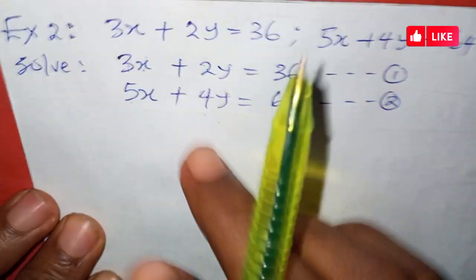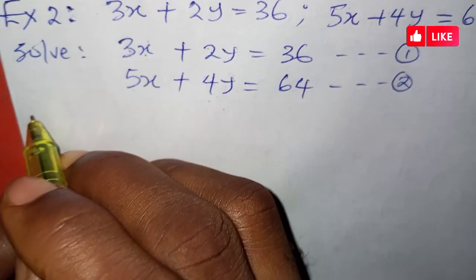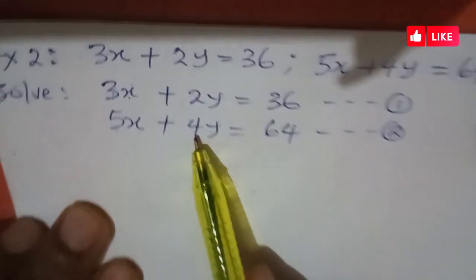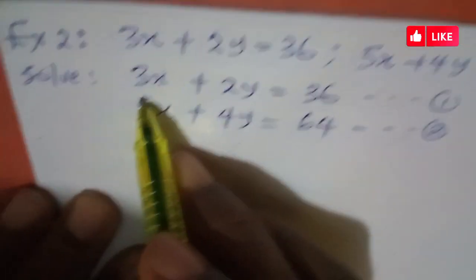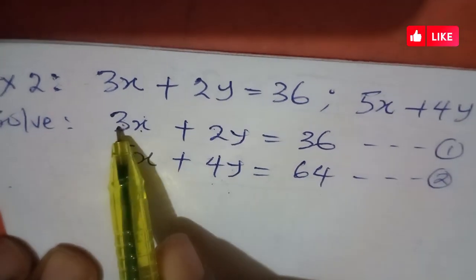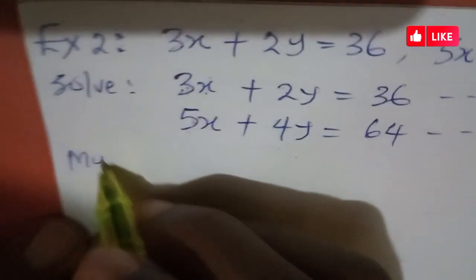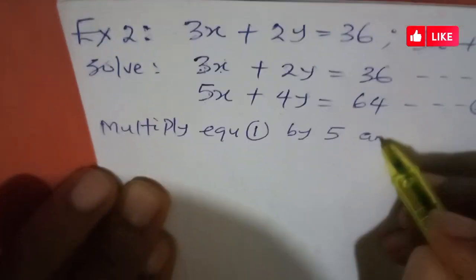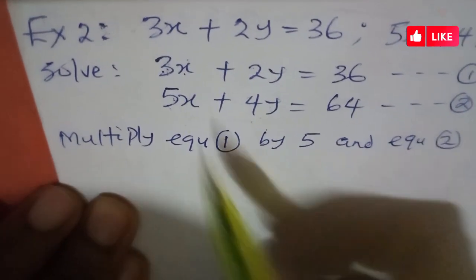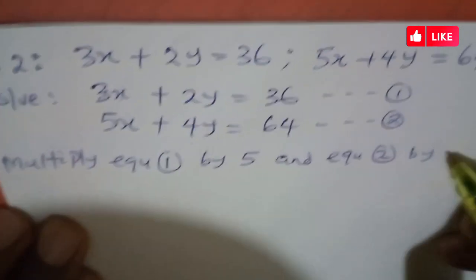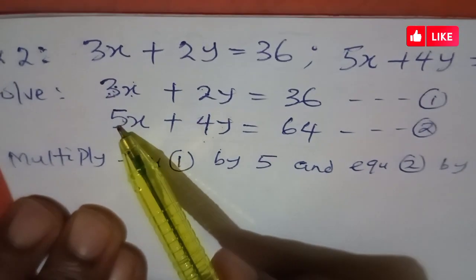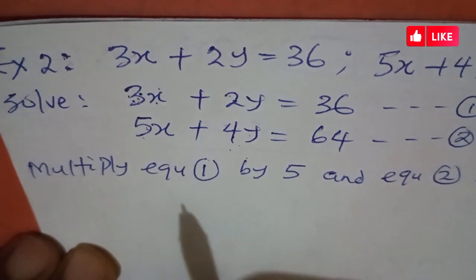In this case, now we have different numbers in all. So what you do is you multiply equation 1 by either 5 or 4. So in this case, we shall be using 5. So I'm going to say 5 times this. So I want to multiply equation 1 by 5 and equation 2 by 3. I could also do the same for 4 and 2, but I'm using 5 and 3 in this case.